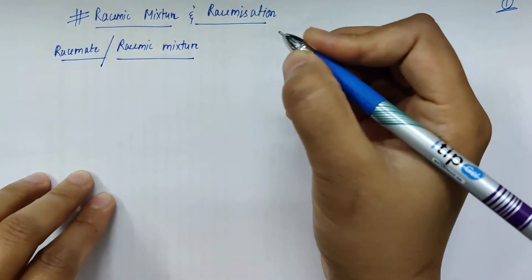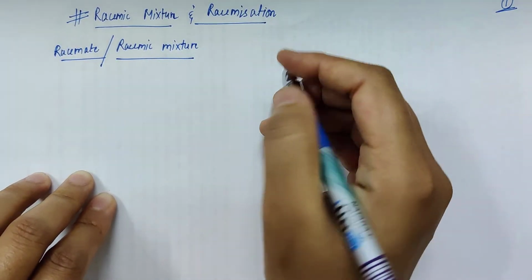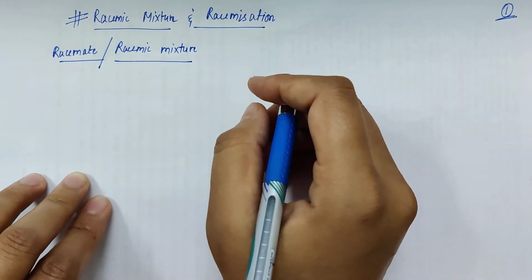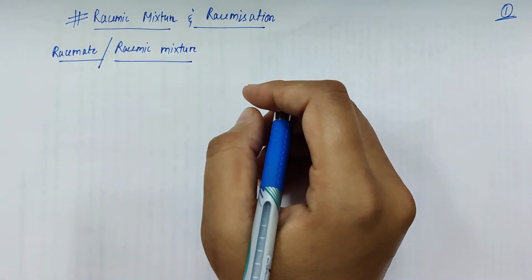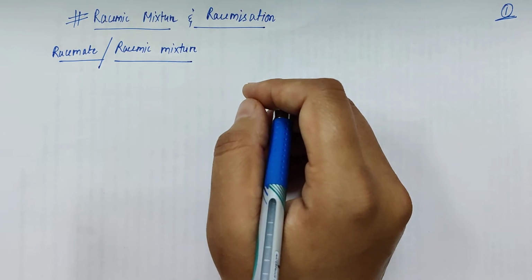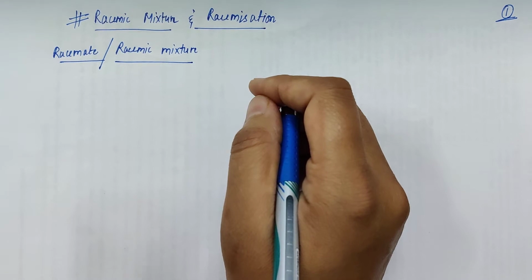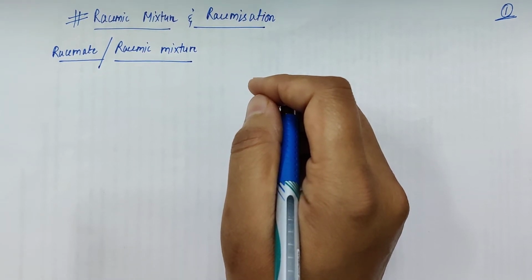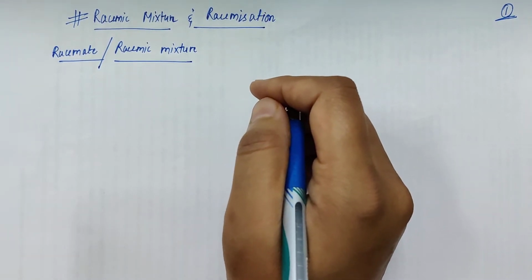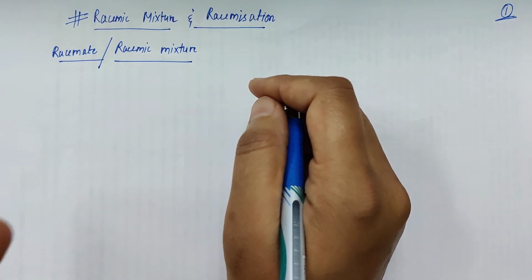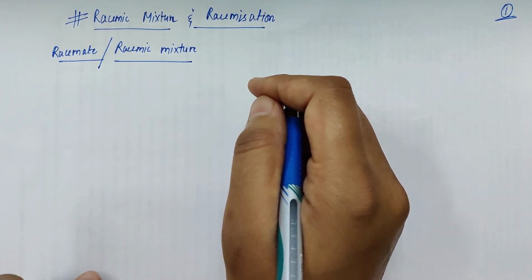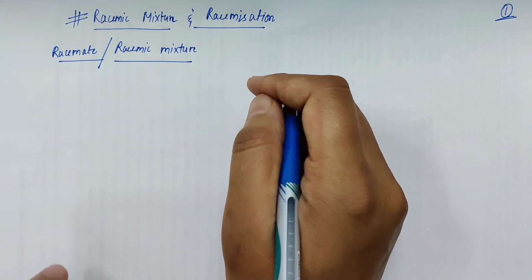A racemate, or racemic mixture, is an equimolar mixture of two enantiomers. Let's say we have a compound which has one chiral center, so there is a possibility of obtaining two different enantiomers, one which rotates the light towards the left side, the other which rotates the light in the reverse direction. So we will have two enantiomers, one will be dextrorotatory, the other will be levorotatory.